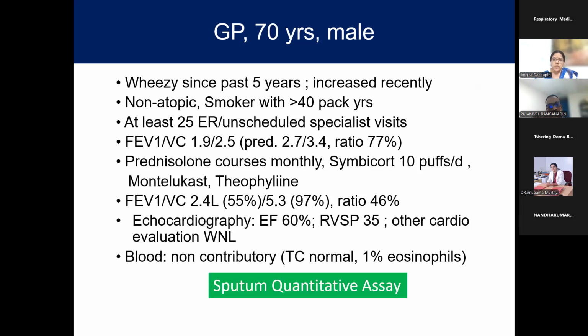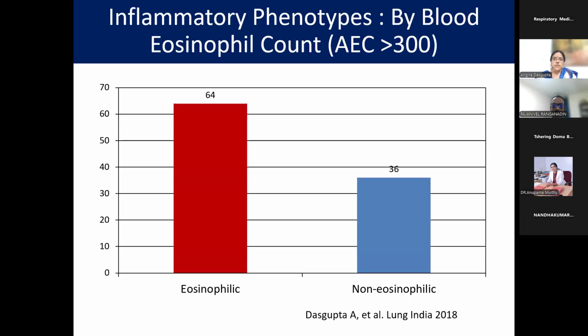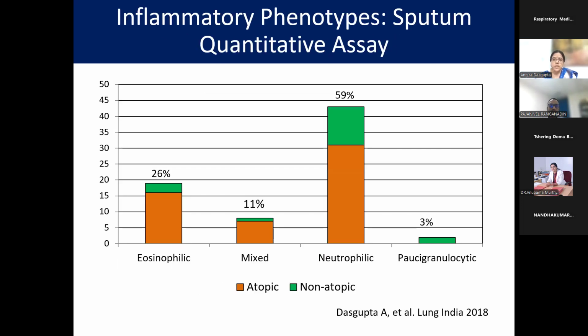So the next test that was needed for this patient was the sputum quantitative assay, because this was a severe obstructive disease patient who required further phenotyping. Now, this is some of my data from my lab. It shows that if you did an eosinophil count by taking an absolute eosinophil count of more than 300, 64% of the patients were eosinophilic and 36% were non-eosinophilic. This is the blood. But if you looked into the sputum, this is what came up. The eosinophil counts went down, whereas the neutrophil counts went up. And some of the mixed also reappeared.